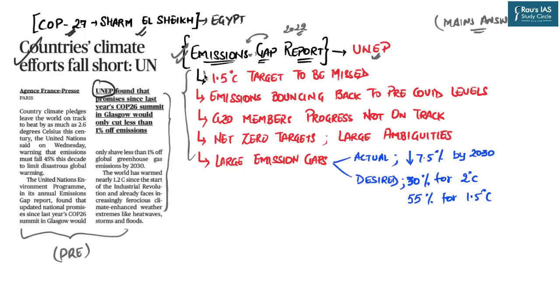The first key thing which this report has come up with is that the target of 1.5 degrees Celsius which was laid down during the Paris summit is likely to be missed if the present rates of emissions by various countries continue. So this report firmly believes that the targets set by the Paris Agreement are likely to be missed.